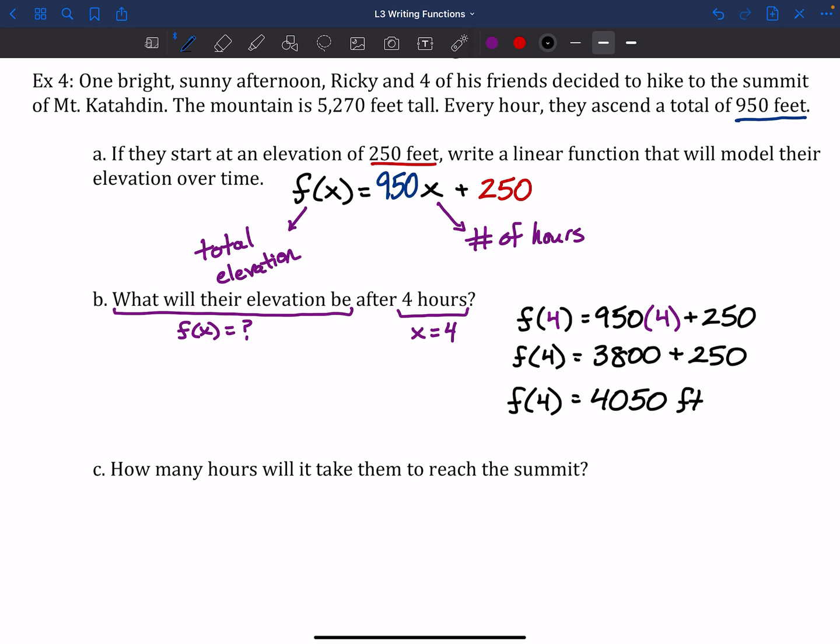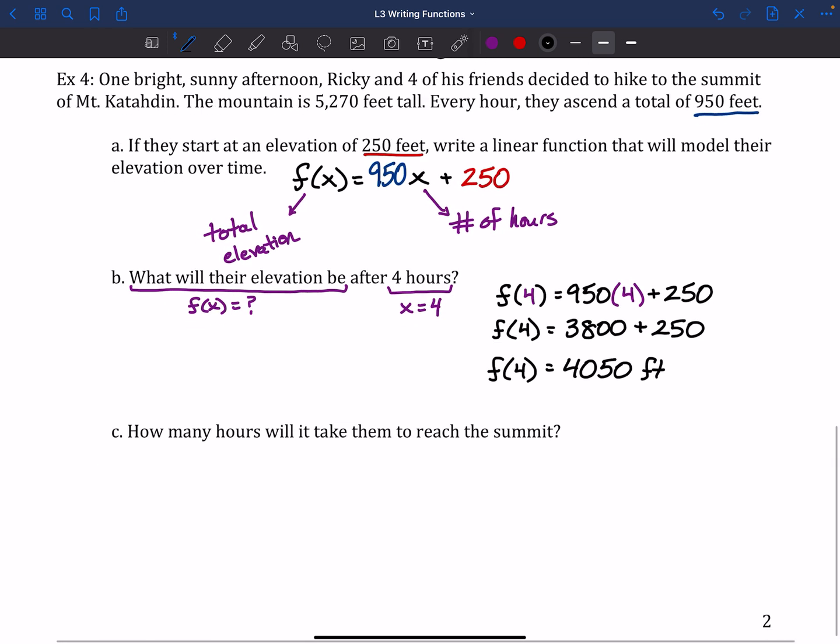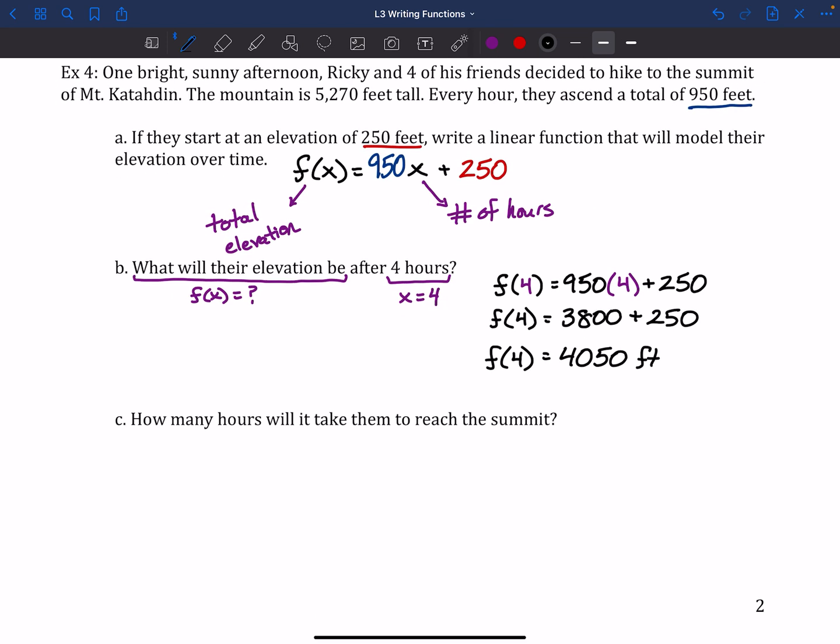All right. Last but not least, we got one question left we're going to talk about. How many hours will it take them to reach the summit? So how many hours is telling me that I don't know what x is, right? If we're reaching the summit, then we got to go a little further back in the problem again, right? The mountain is 5,270 feet tall, right? So if we've reached the summit, that means that my total elevation is 5,270.